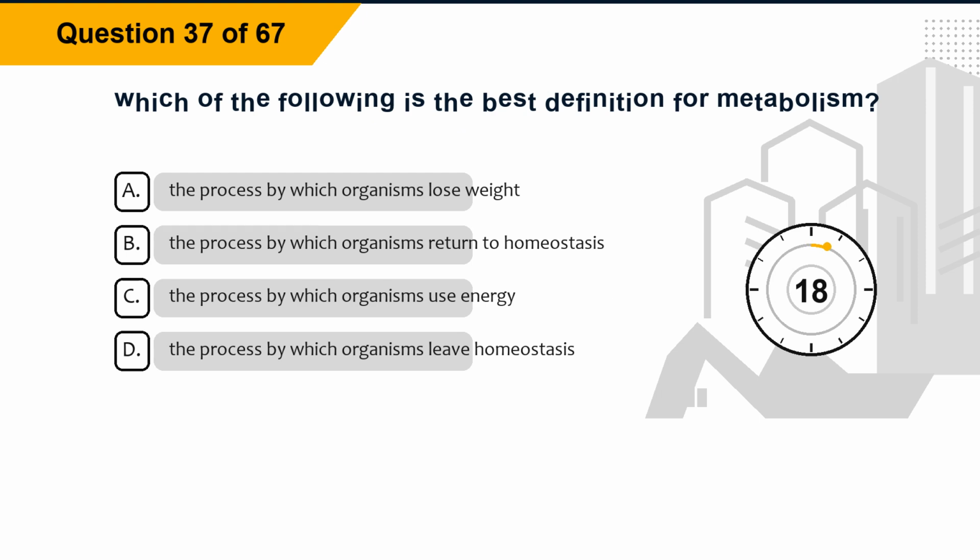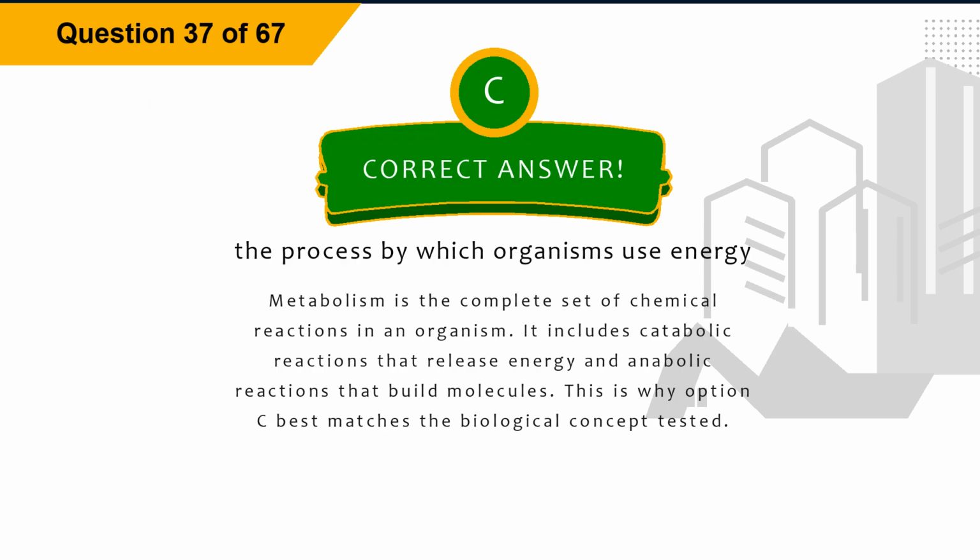Question 37. Which of the following is the best definition for metabolism? Option A. The process by which organisms lose weight. Option B. The process by which organisms return to homeostasis. Option C. The process by which organisms use energy. Option D. The process by which organisms leave homeostasis. The correct answer is option C. The process by which organisms use energy. Explanation. Metabolism is the complete set of chemical reactions in an organism. It includes catabolic reactions that release energy and anabolic reactions that build molecules. This is why option C best matches the biological concept tested.